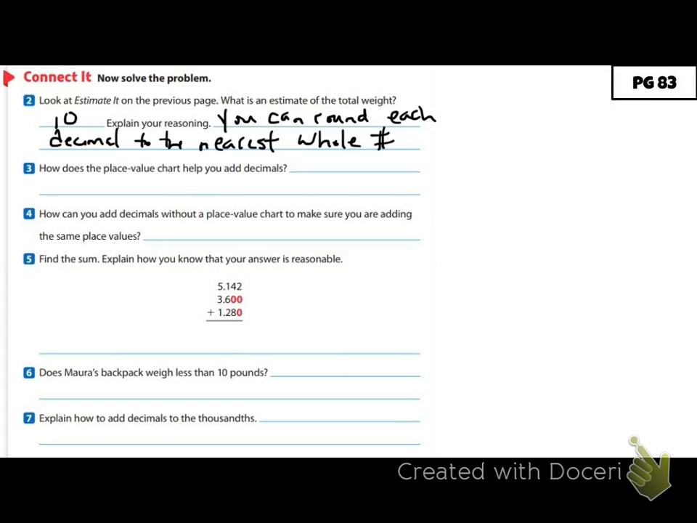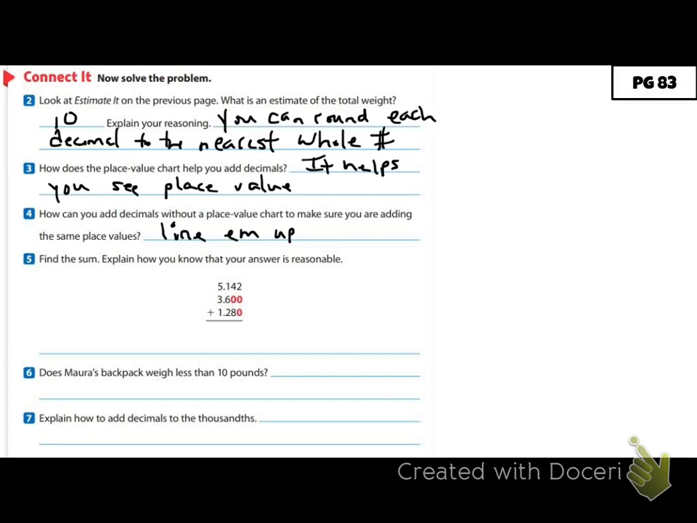How does the place value chart help you add decimals? Well, it helps you see place value. How can you add decimals without a place value chart to make sure you are adding the same place values? You just line up the decimal points. I'm just going to line them up. Line them up, line them up. I'm on fire! You guys know that one.